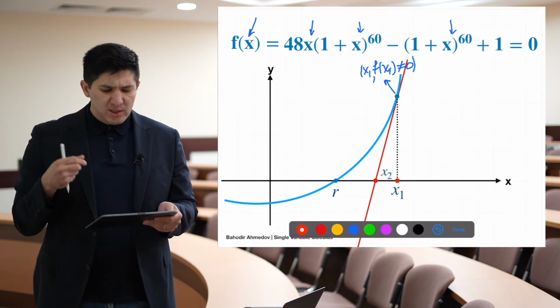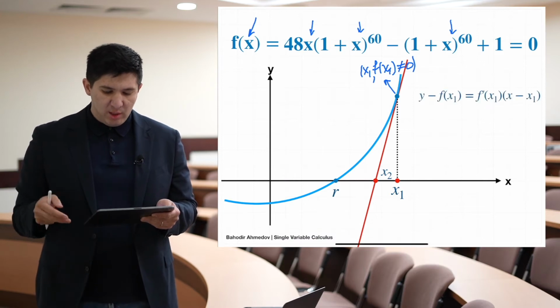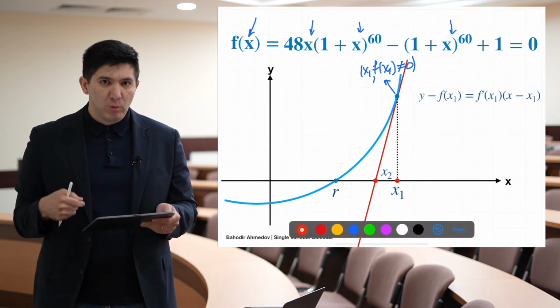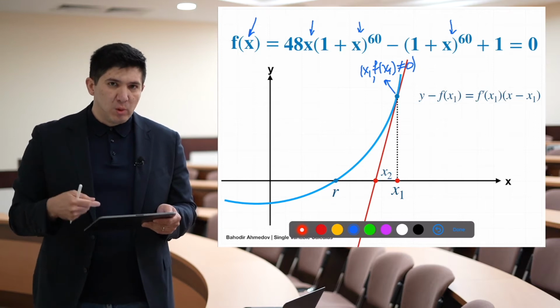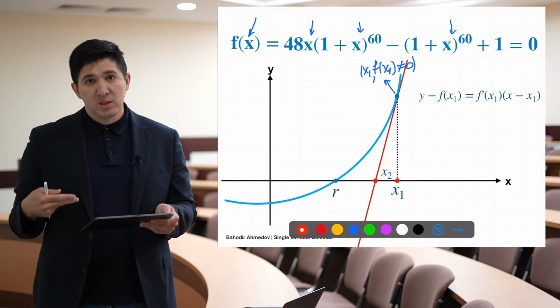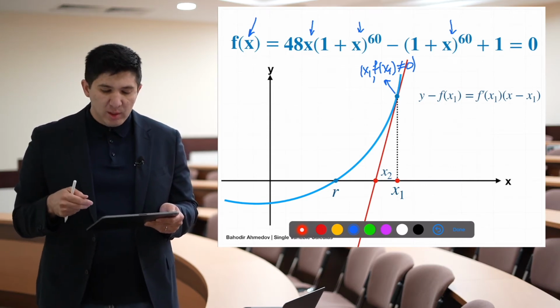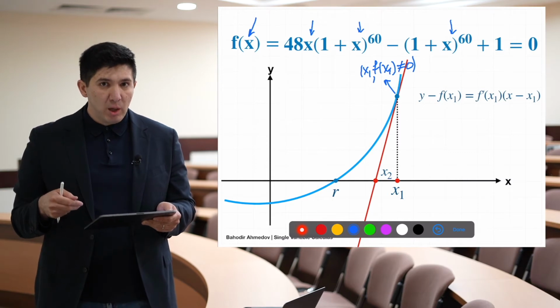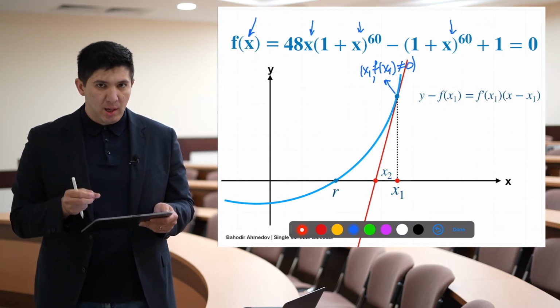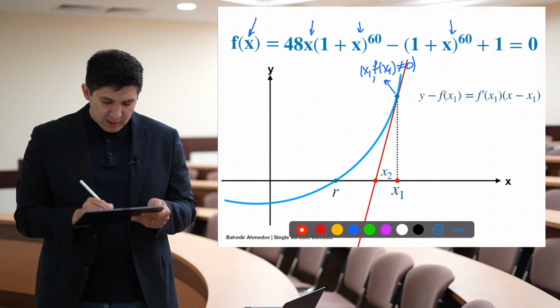So how to find x2 actually? I'm going to write down the equation of the tangent line. If you remember, the equation of the tangent line at this point x1, with the coordinates x1 and f of x1, can be found using this equation: y minus f of x1 is equal to f prime of x1 times x minus x1. So what I have to do is look for this point x2, right?